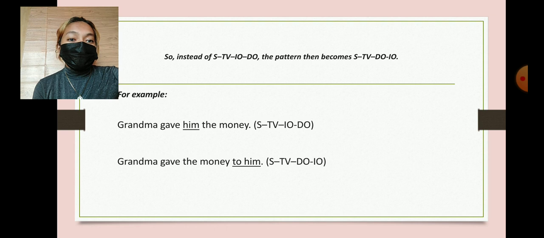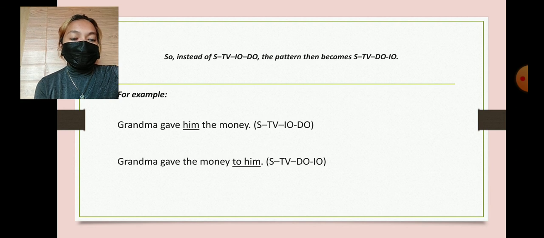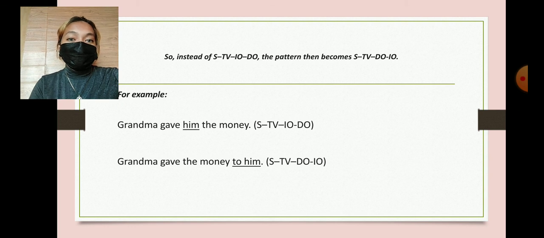So the underlined word in the first sentence is the indirect object, while in the second sentence, the underlined words are to him. So this is now the indirect object. So as you can see, the indirect object in sentence 2 can be found in the last part of the sentence. So some grammarians insist that it is acceptable in English.